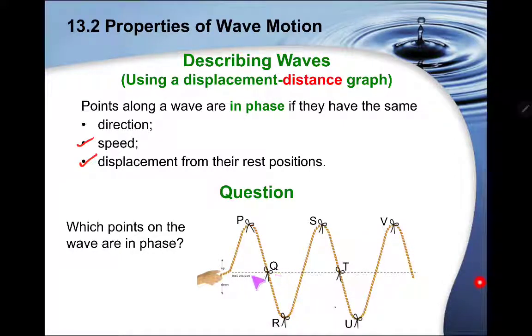What about Q and T? For Q and T, displacement is both 0. The speed, both have the maximum speed. Direction of movement, are they both moving in the same direction?